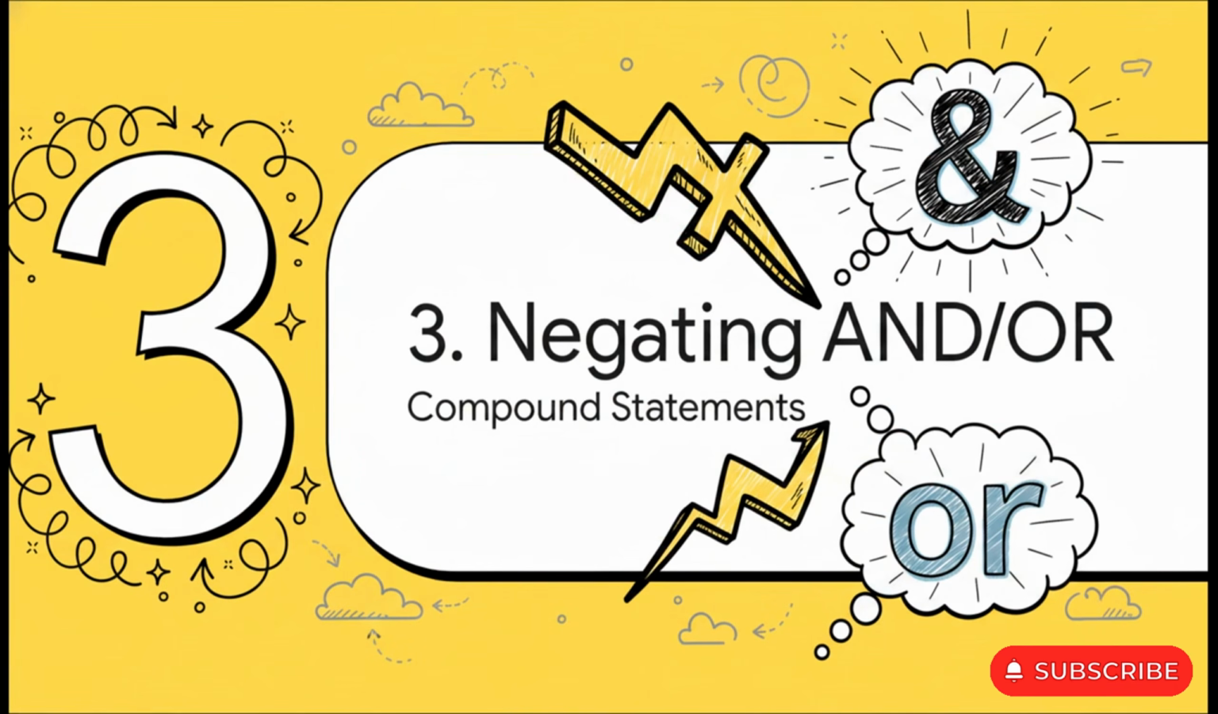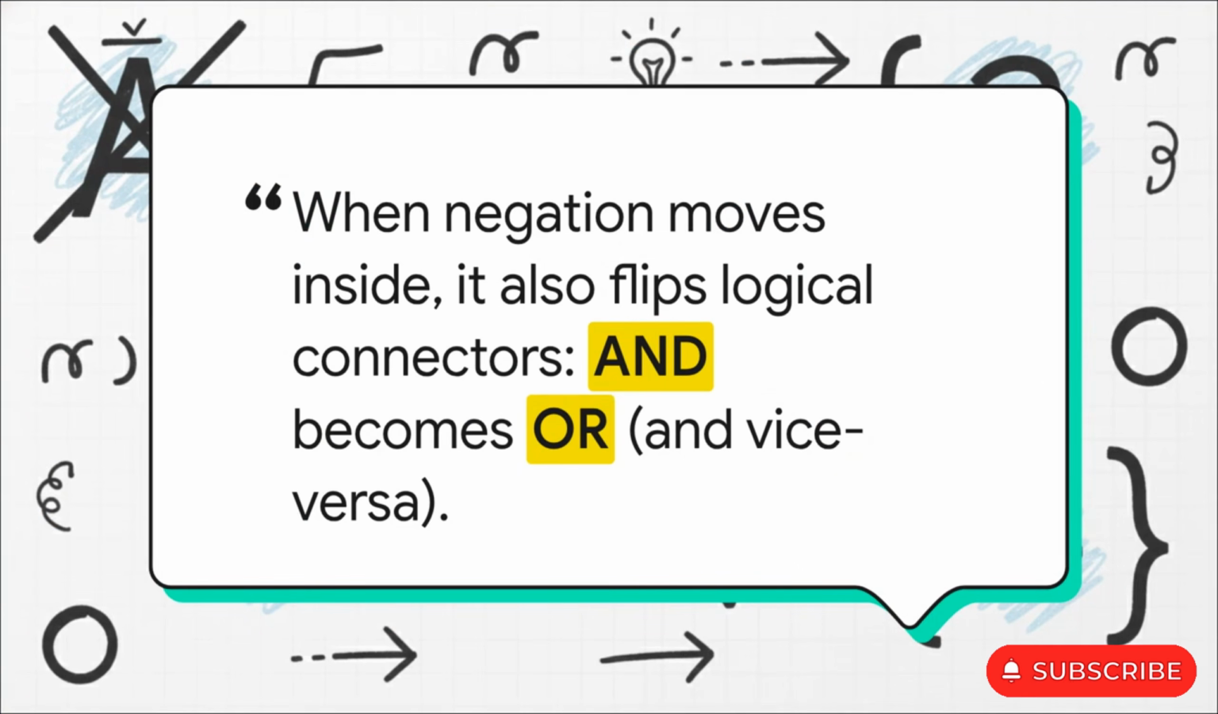Okay, so we've got the hang of negating simple statements. But what about when things get more complex? You know, with words like "and" or "or." Let's add another tool to our kit. So this next rule is a giant in the world of logic. It's called De Morgan's laws.